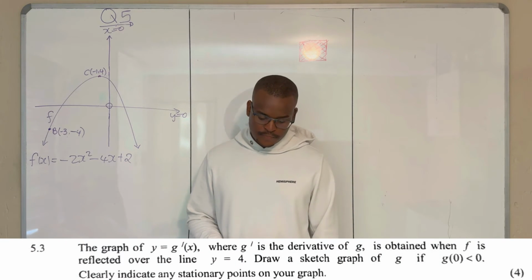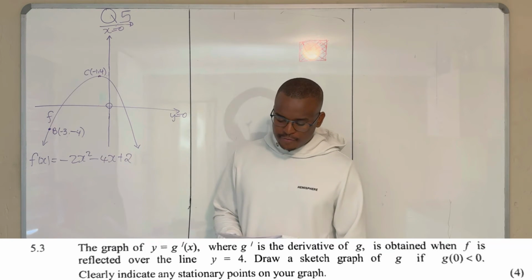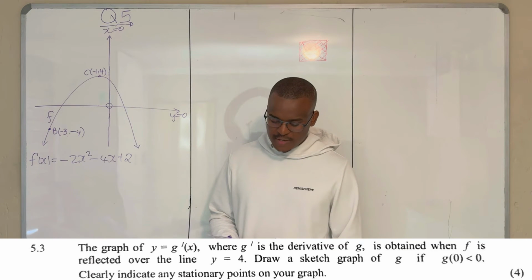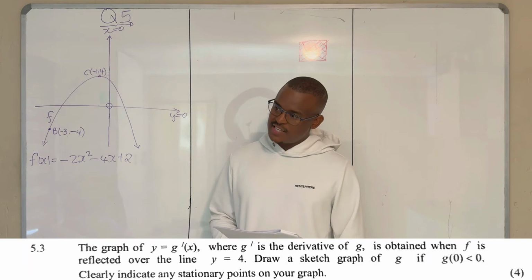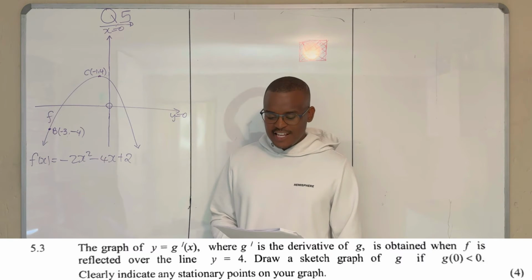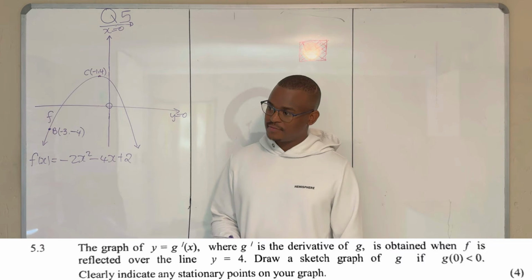5.3 reads as follows. They're saying the graph of y is equal to g prime at x, where g prime is the derivative of g, is obtained when f is reflected over the line y is equal to 4. They're saying draw a sketch of a graph of g if g at 0 is less than 0. Clearly indicate any stationary points on your graph.